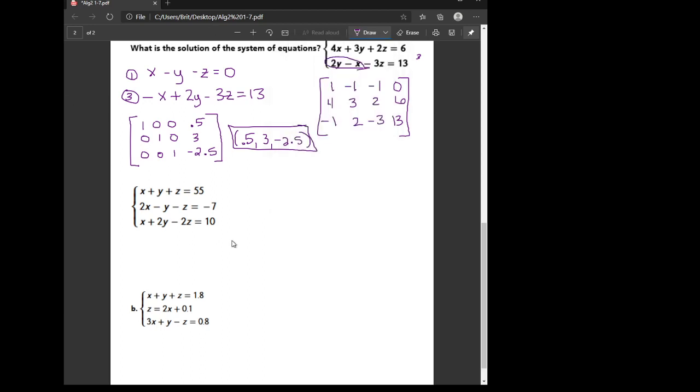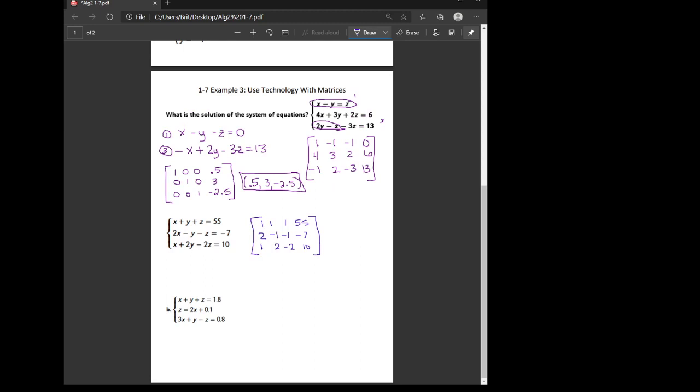Okay, so for this next one, it's already written out in the order that you want. So in your matrix, you're going to be typing out 1, 1, 1, 55, 2, negative 1, negative 1, negative 7, 1, 2, negative 2, 10. And then I double check and make sure that I did it properly on my side.